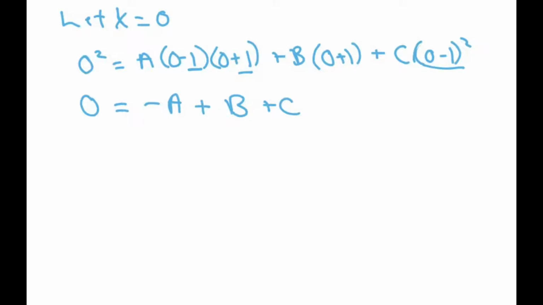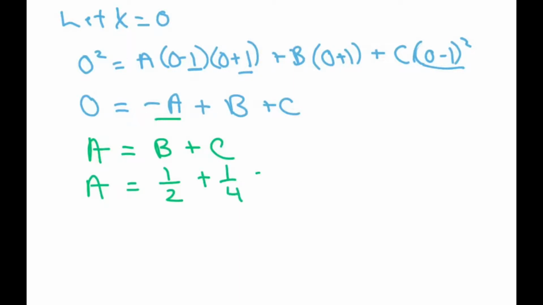All right. Now we already know what our B and C is. So I'm going to move this A over here, and you get A equals B plus C. So A equals, my B was 1/2, and my C was 1/4, and that equals 3/4. So now we have everything. We have B equals 1/2, and C equals 1/4.